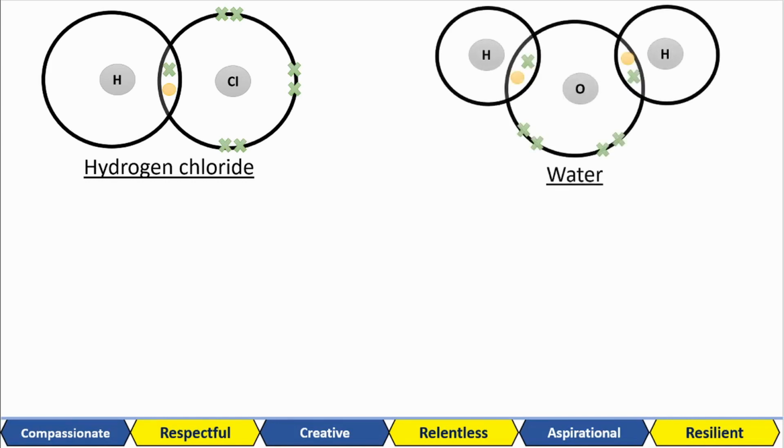Water looks a little bit like Mickey Mouse. Since hydrogen only needs 1 and oxygen needs 2, the oxygen bonds with 2 hydrogen atoms, so each now has a full outer shell. 2 for each hydrogen and 8 for the oxygen.